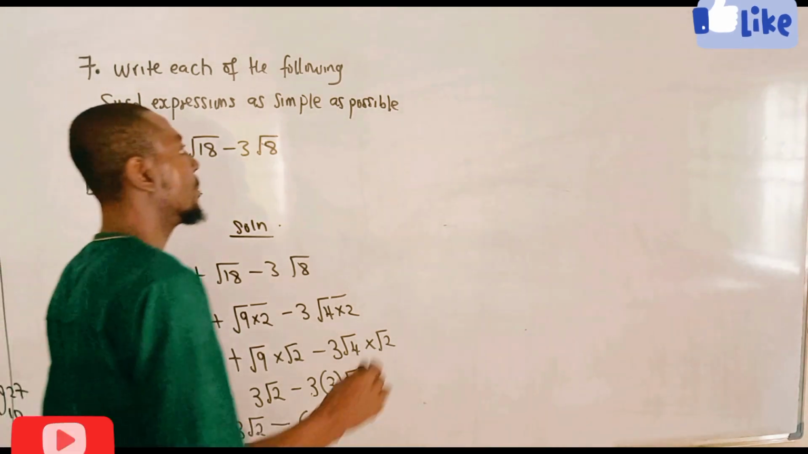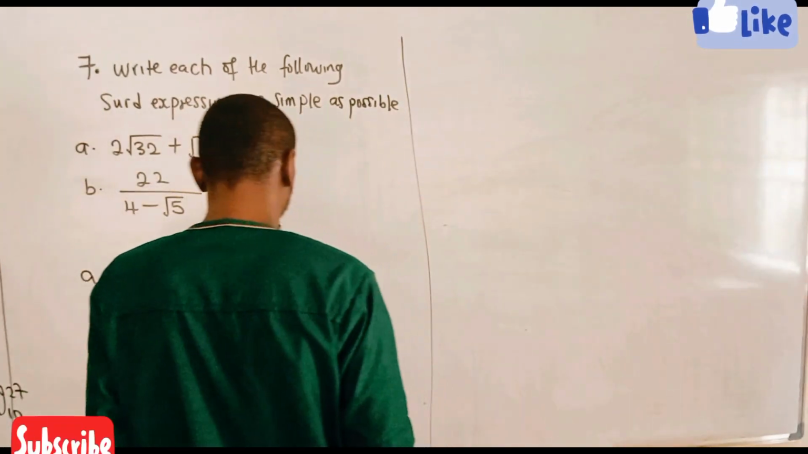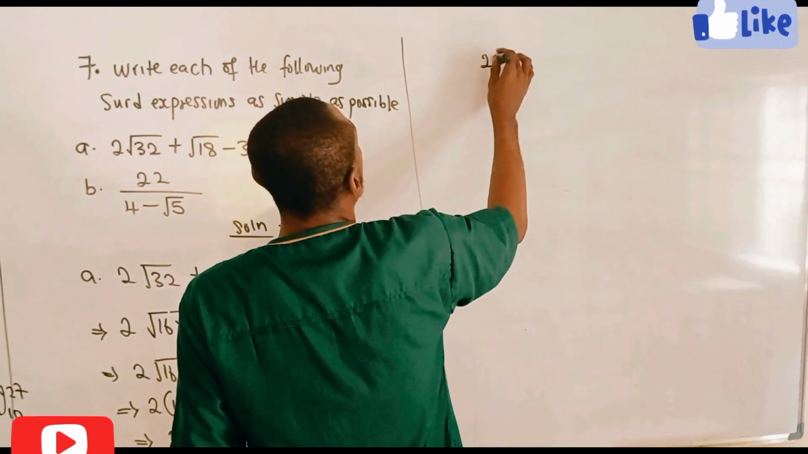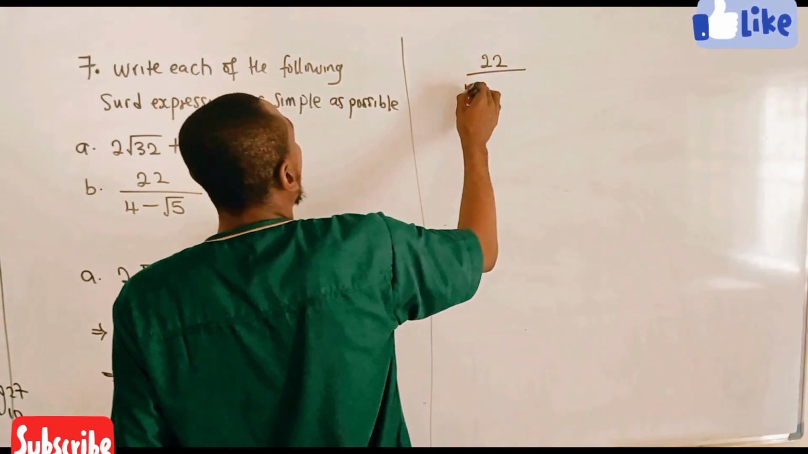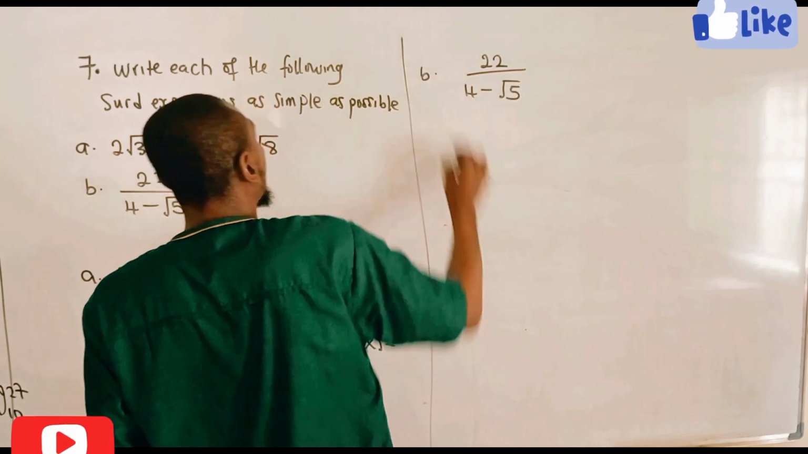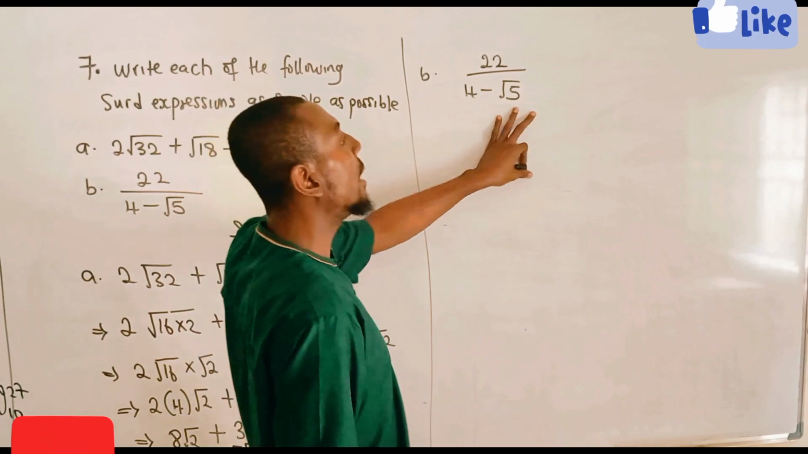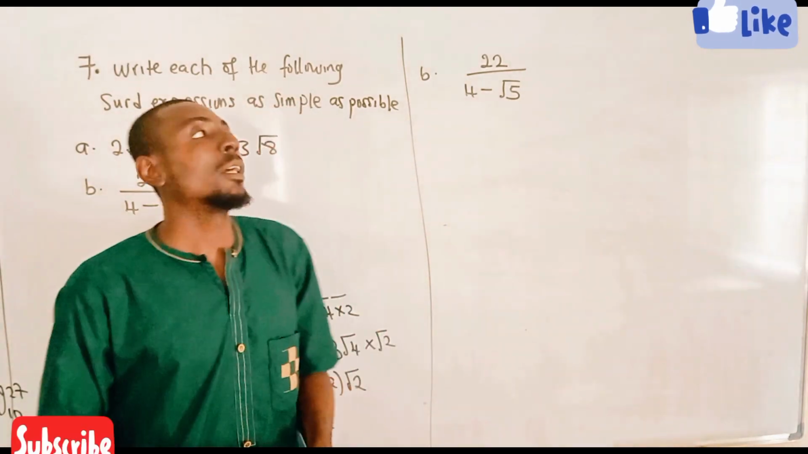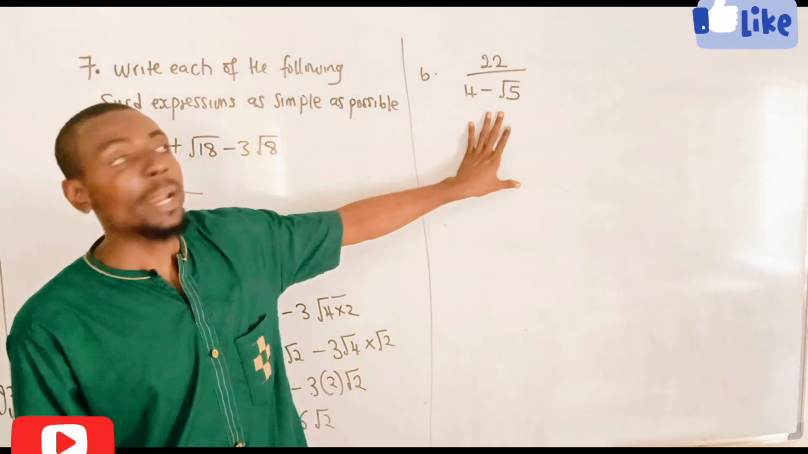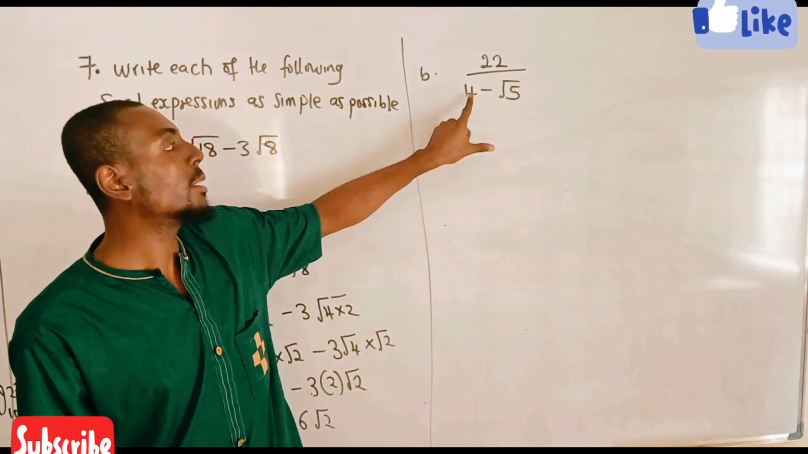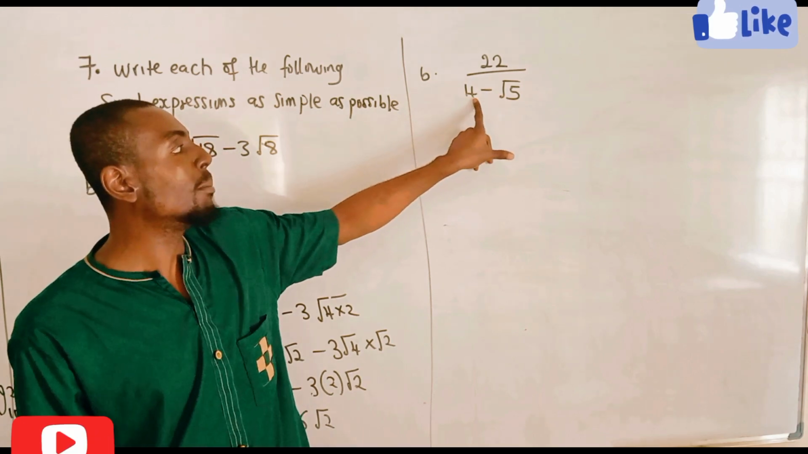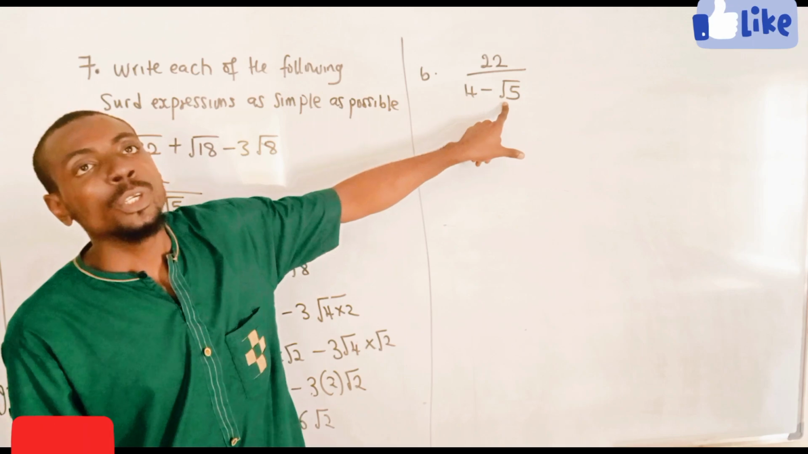Then the B part of it. The B part of it, we have 22 over 4 minus root 5, and that's of course B. And in this case, you see the denominator is a binomial surd. Binomial surd means a surd that has two terms. This is the first term, this is the second term that contains the surd. So this is the binomial surd.